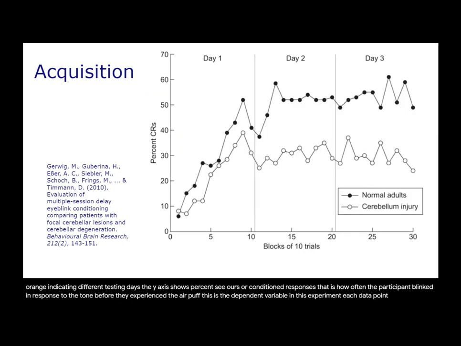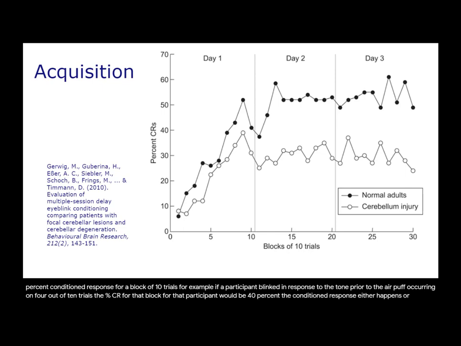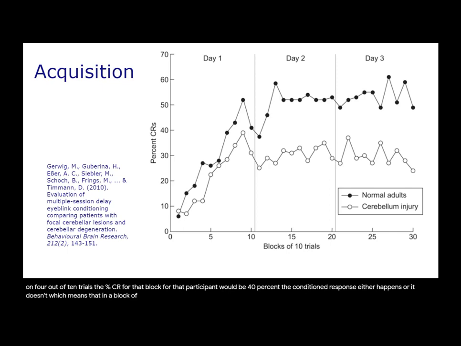Each data point represents percent conditioned response for a block of 10 trials. For example, if a participant blinked in response to the tone prior to the air puff occurring on 4 out of 10 trials, the percent CR for that block for that participant would be 40%. Now, the conditioned response either happens or it doesn't, which means that in a block of 10 trials, percent CR must be a number that's divisible by 10.